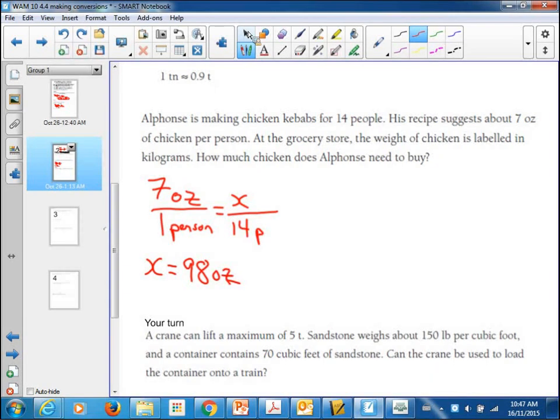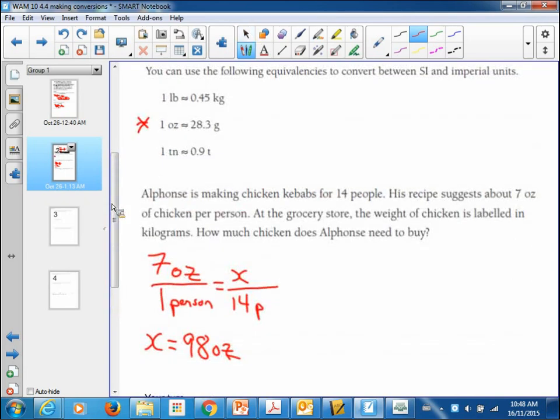Now with 98 ounces of chicken, it's a lot of chicken, you think? Okay, you're good with me? Well, we need to figure that out in grams and then kilograms. We know that 1 ounce, just from above here, 1 ounce of anything, whether it's chicken or whatever, is 28.3 grams. He has 98 ounces of chicken that he needs to buy. How many grams?